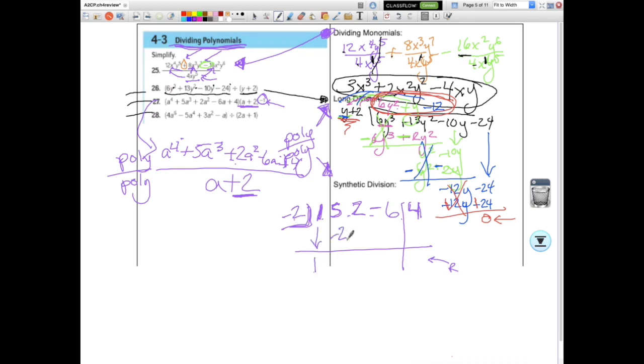I'm going to drop the 1. Negative 2 times 1 is negative 2. Now I combine like terms. 5 and negative 2 is 3. I'm going to multiply and get negative 6. 2 and negative 6 is negative 4.